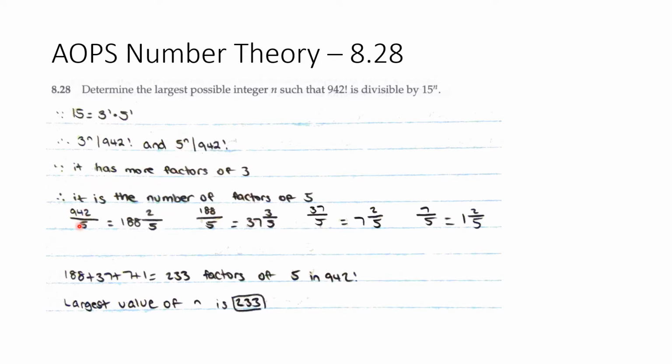So 942 divided by 5 is 188, and 2 over 5. We do that thing to find that there are 233 factors of 5 in 942 factorial, which means there's 233 factors of 15. So the largest value of n is 233.